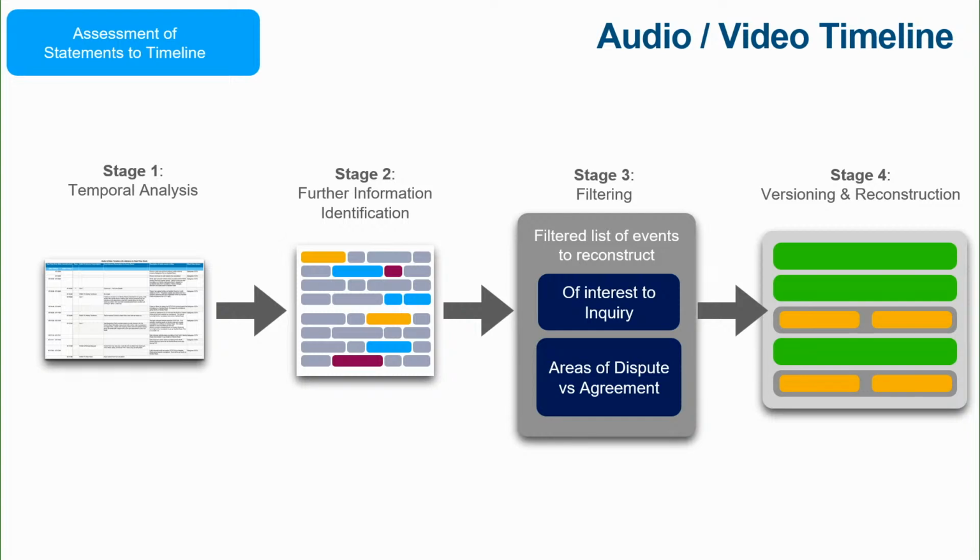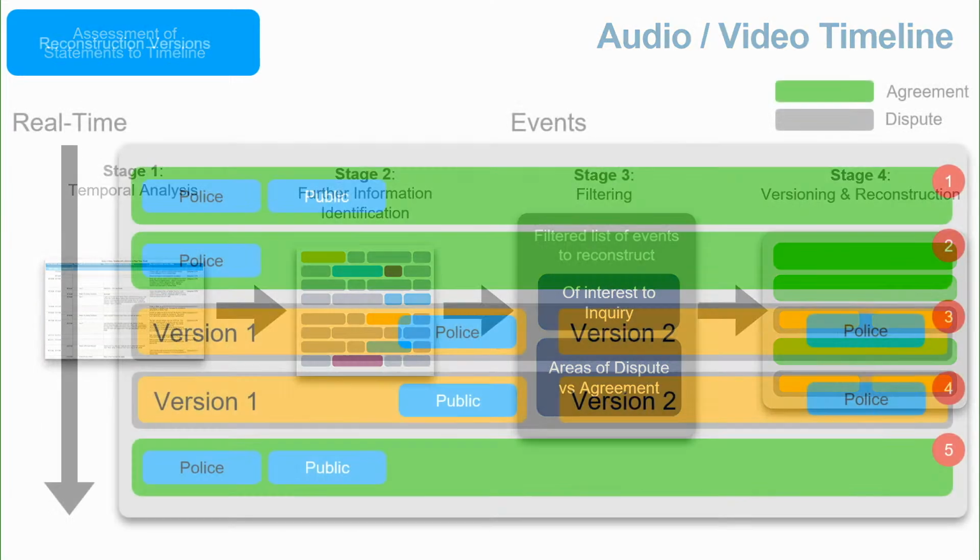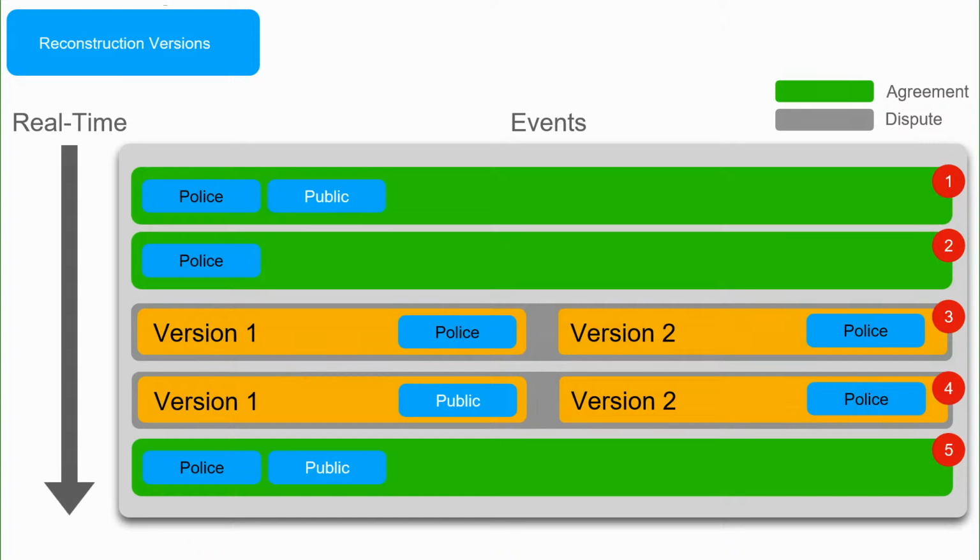We then gave all that information to the inquiry, and we asked for direction, and what we wanted to understand from them is which were the key areas of interest to the inquiry and which areas they felt there was agreement or dispute between the various statements. And stage 4, I'm just going to move to the next slide because it explains it a little bit clearer. So this will be 32.